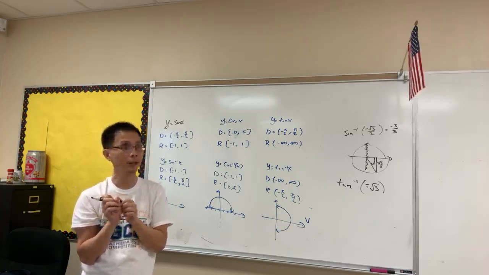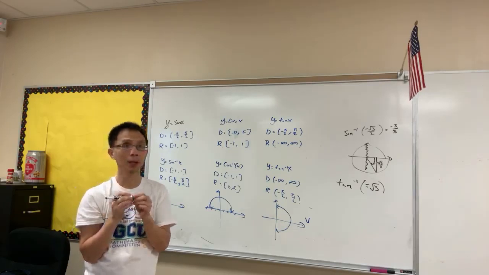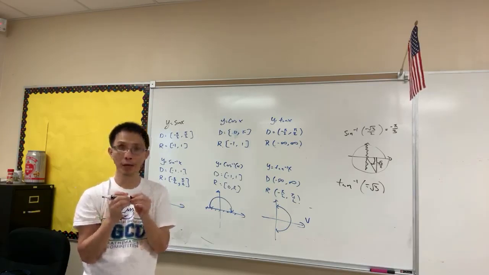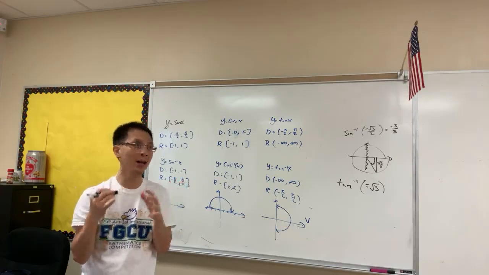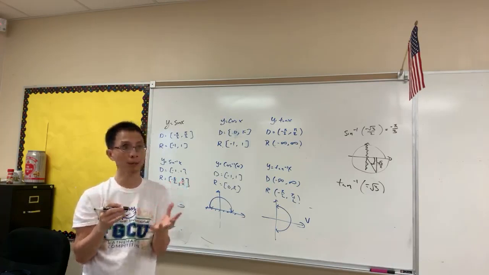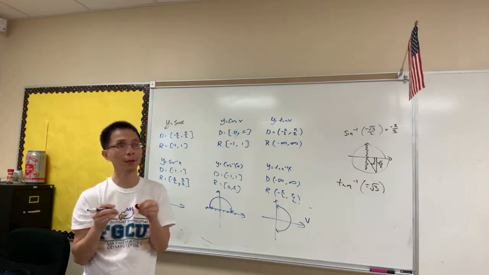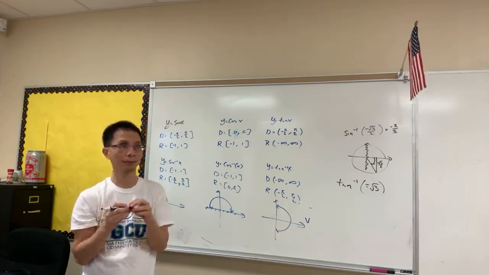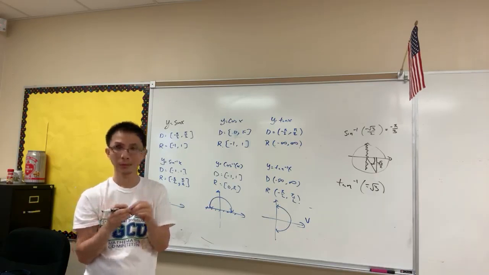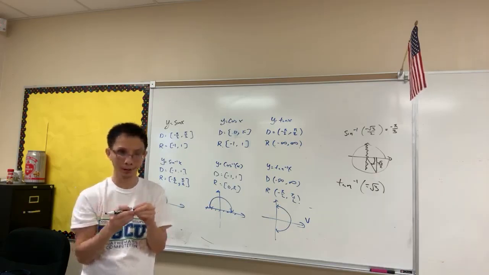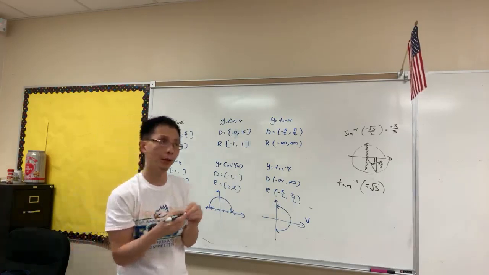What is tangent? Tangent is y over x. So which y over x value is going to give you square root 3? Also negative square root 3. So you have to pay attention to all that. So write it down. What do you think the answer is? And you can process that.